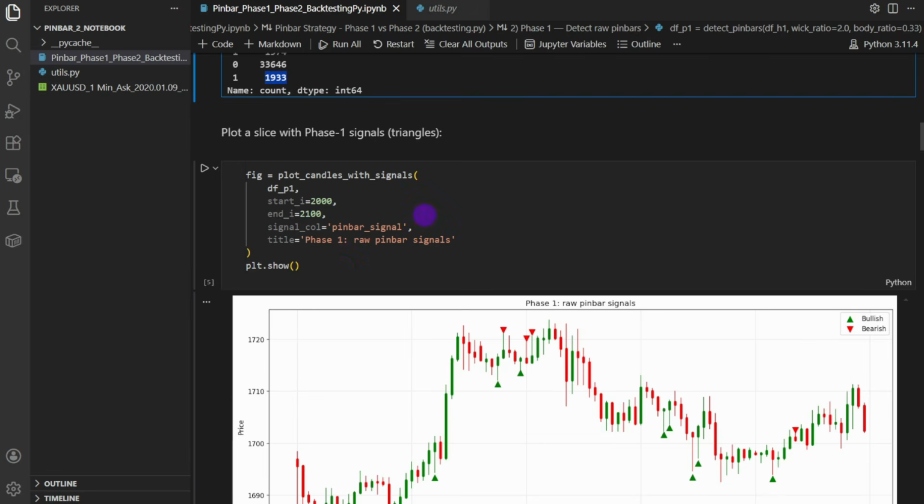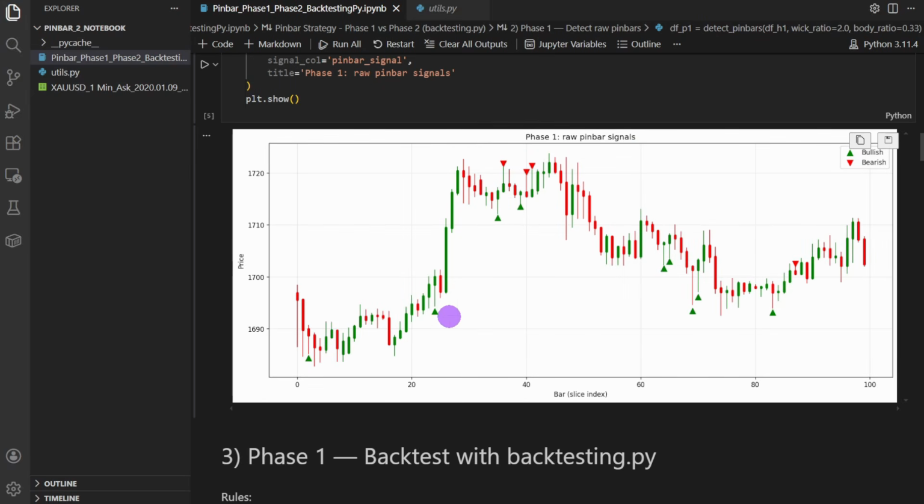Now we can plot these, as you can see on this bar chart. We can see that this is a correct rejection. It's a long wick. It's a green candle. It's a bullish signal. This one as well. So I didn't divide these. I didn't filter those by colors.